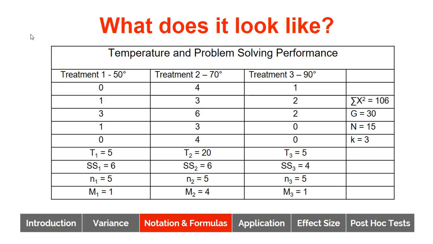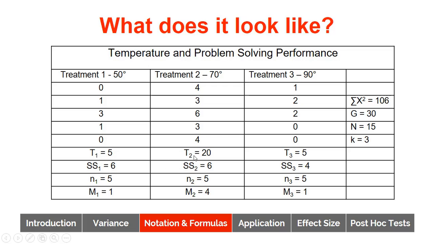So this is what it looks like. Don't be daunted. Here we go. So this is the first group, treatment number 1. It has 5 different scores. And T, remember, is adding up the total of all of these scores. So 0 plus 1 plus 3 plus 1 plus 0 equals 5. The treatment total for the second group, 4 plus 3 is 7, plus 6 is 13, 16, and 20. So the T is adding up all of these numbers, adding them up. Not counting them, but adding them up.